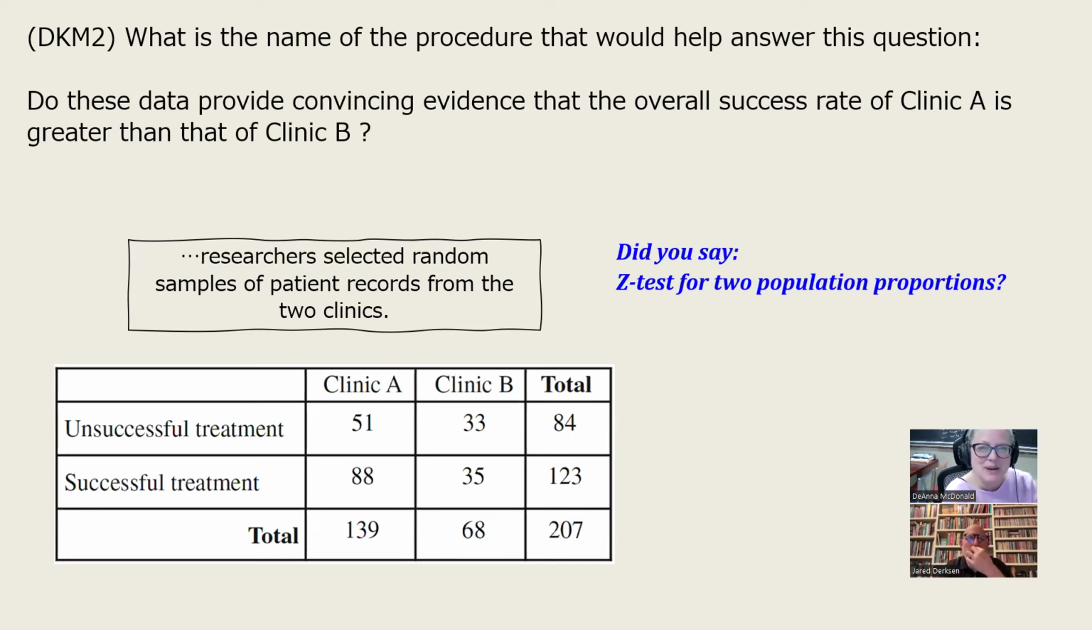All right. What is the name of the procedure that would help answer this question? Do these data provide convincing evidence that the overall success rate of Clinic A is greater than that of Clinic B? And I animated too soon, but if you were to answer this question, you probably phrase it differently than I do. I teach at a university, so things are slightly different here. So I would have my students say a Z test for two population proportions. You'd probably say a two prop Z test, right?